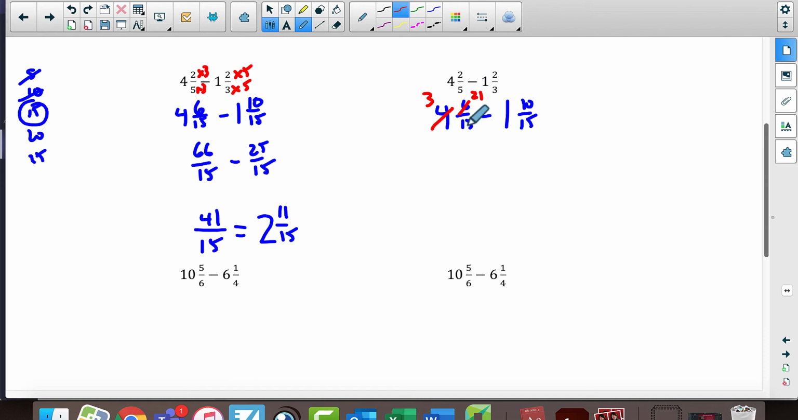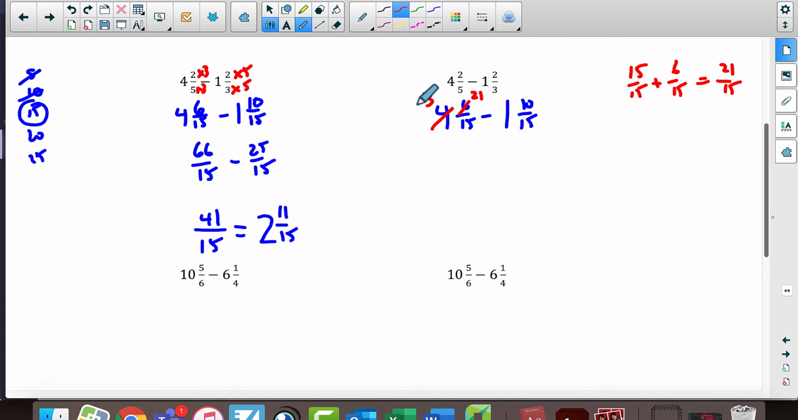Do you understand why we're adding those two? Because when I borrowed from the 4, since we're talking about 15ths, I'm borrowing 15 15ths. And if I add that to my 6 15ths, I end up with 21 15ths, which I have right there. So you just add those two numbers every time.